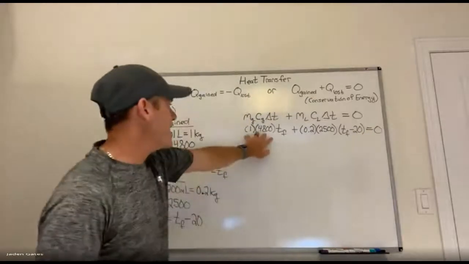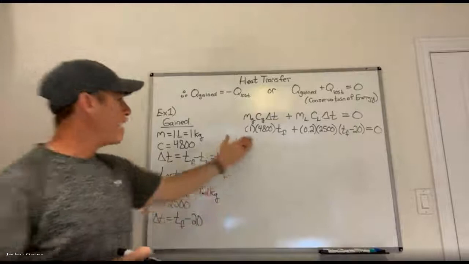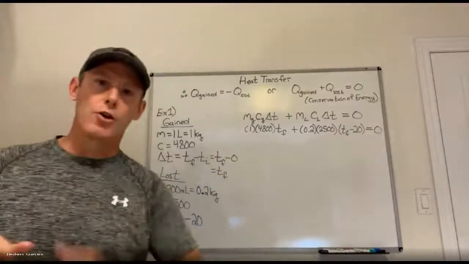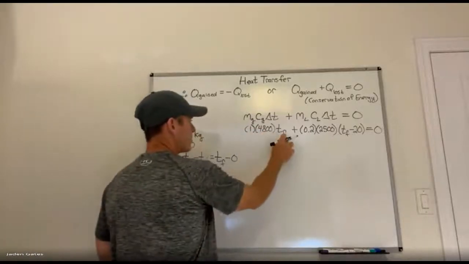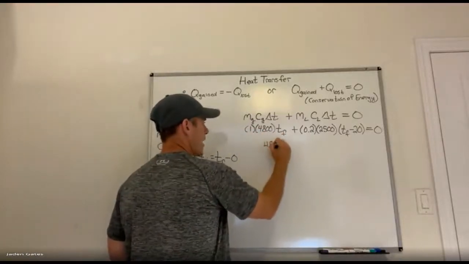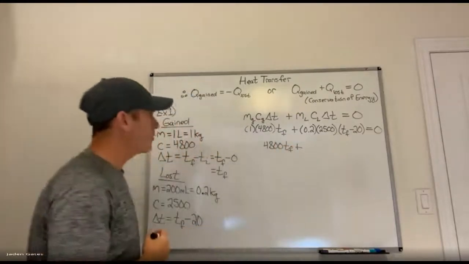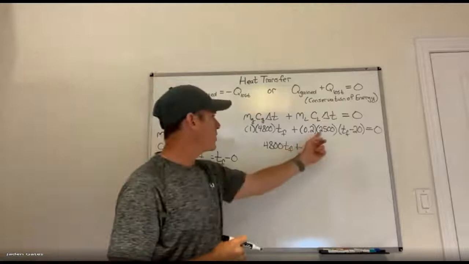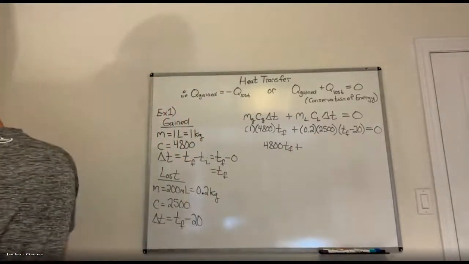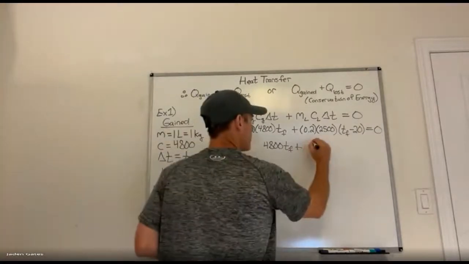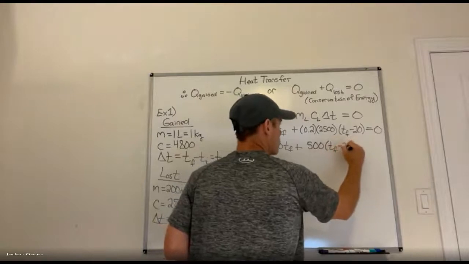So again, here's my heat gained. Here's my heat lost. Now what we have here is one equation with one unknown, so we can solve that. 1 times 4,800 times TF is just going to be 4,800 TF. Now I've got to simplify this a little bit. 0.2 times 2,500 is 500. And again, that's going to be times TF minus 20.